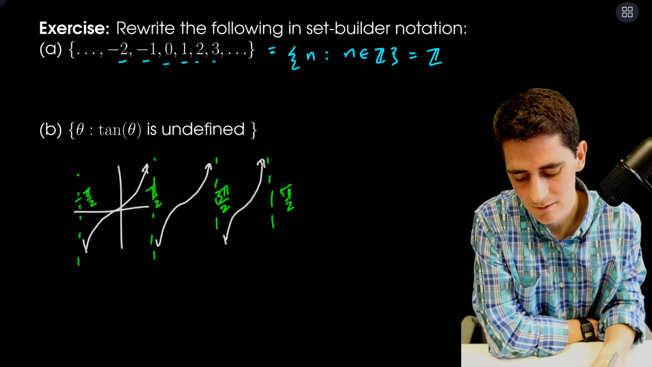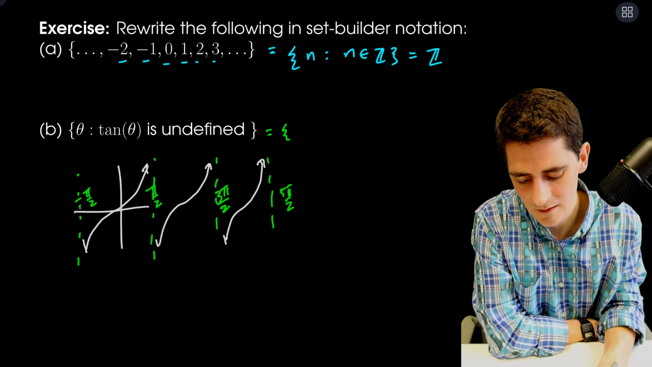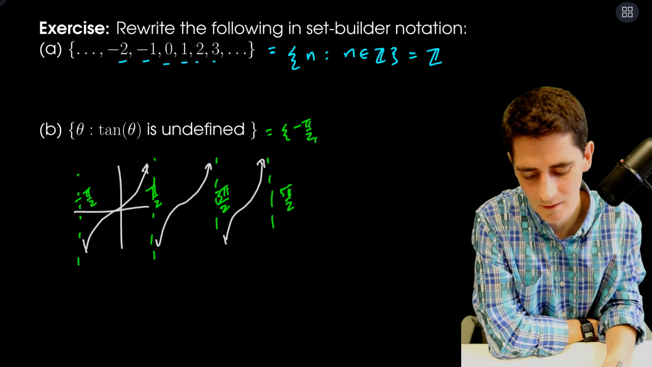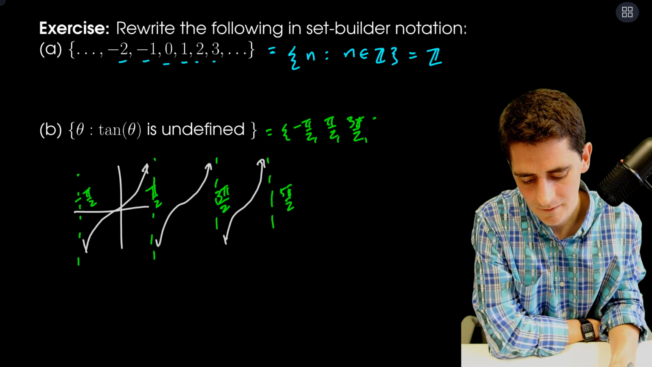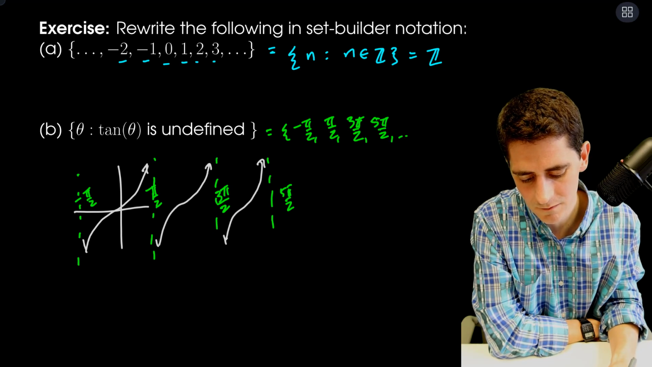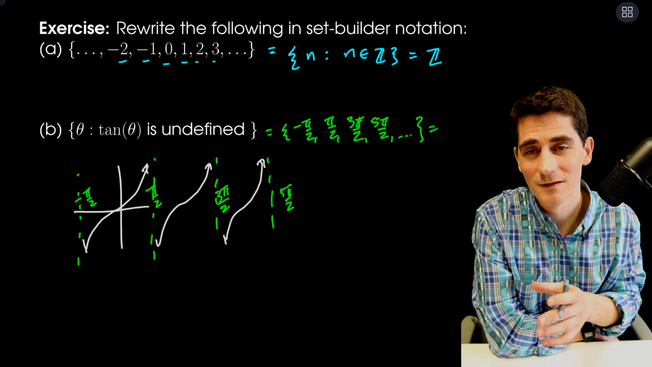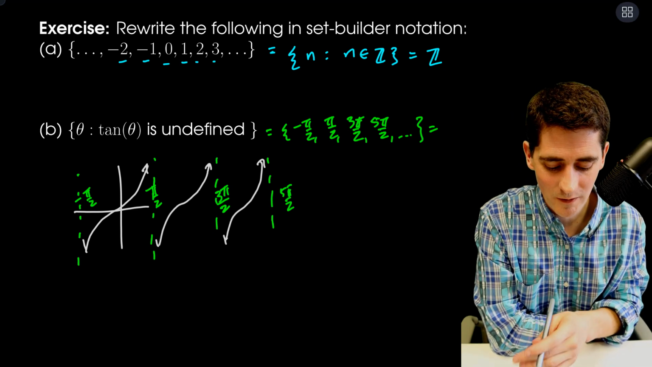Okay, so if I was going to list this out, I'd say -pi/2 makes tangent undefined, pi over 2 is tangent undefined, 3 pi over 2, 5 pi over 2, 7 pi over 2, etc. We could rewrite this in set builder notation. I think it'd be a little bit clearer for us.